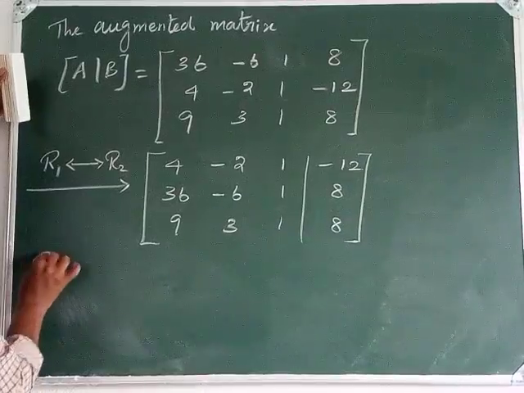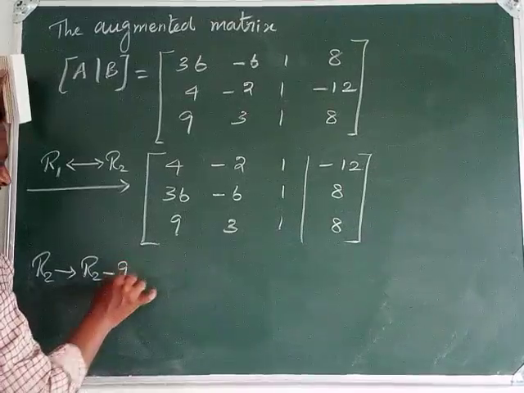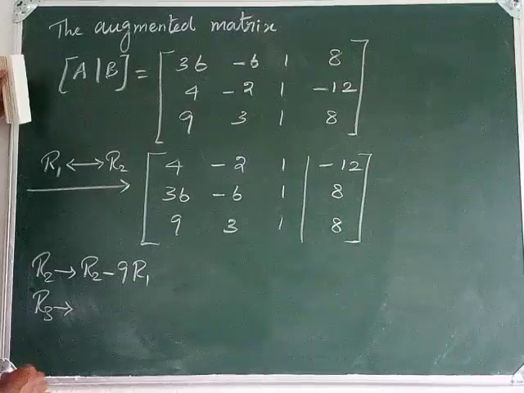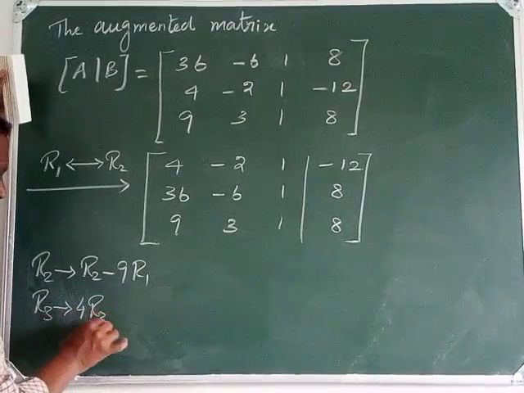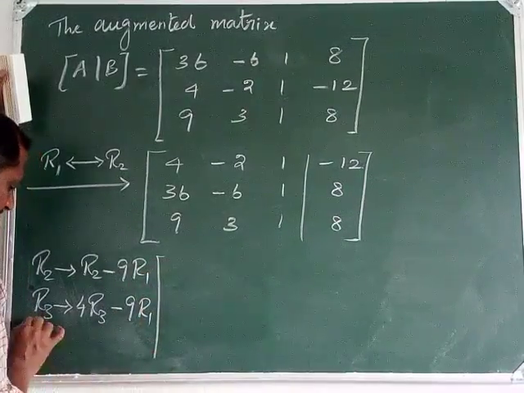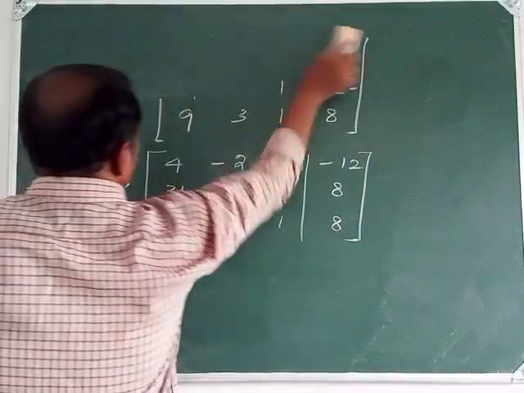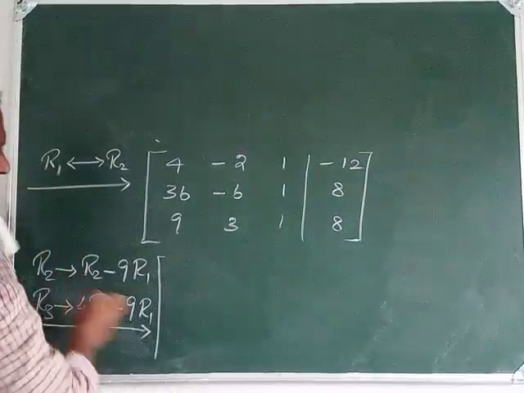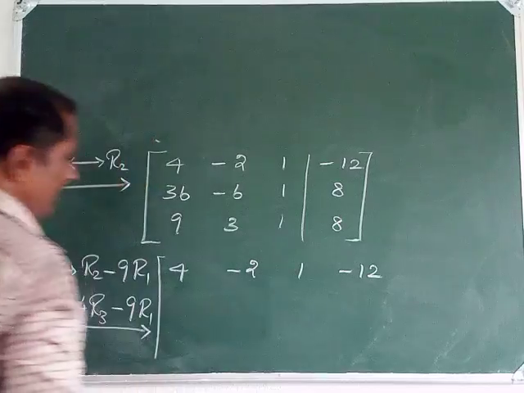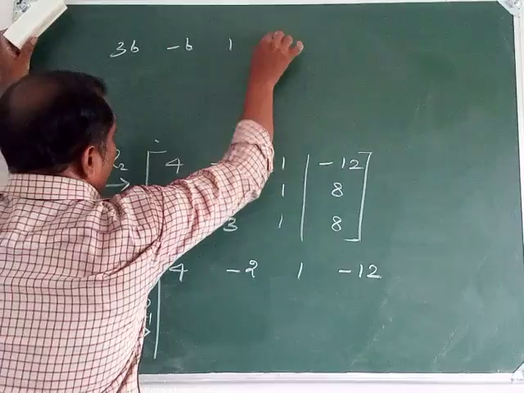If I add the second row, the second row alteration is R2 minus 9 times the first row, and the third row alteration is 4 times the third row minus 9 times the first row. Right? For the R2 alteration, the first row has the same elements: 4, minus 2, 1, minus 12. Second row alteration, the second row is 36, minus 6, 1, 8.